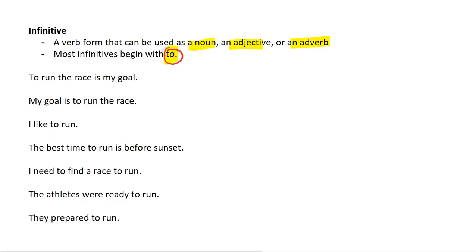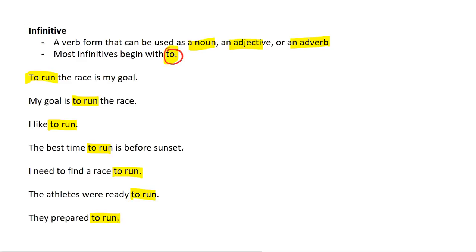So look for this. Take a look at these sentences. To run the race is my goal. So the infinitive here would be to run. My goal is to run the race. Again, to run. I like to run. The best time to run is before sunset. I need to find a race to run. The athletes were ready to run, and they prepared to run.